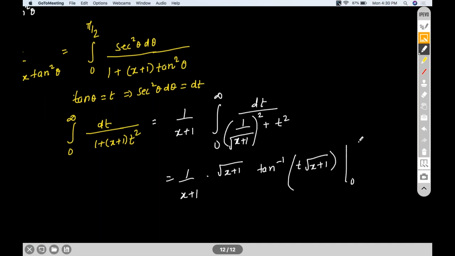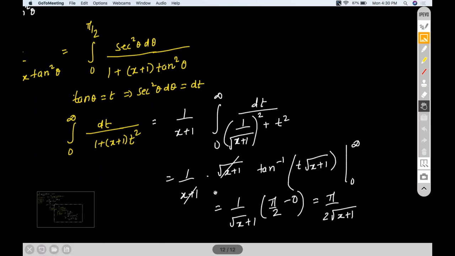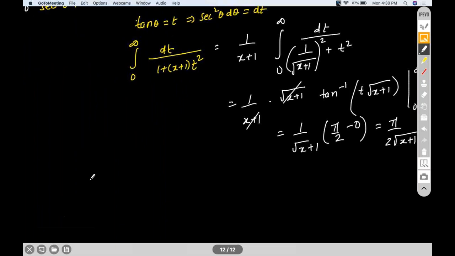Okay, upper and the lower limits, let's put it. Okay, so this and this will get cancelled, so it will be 1 by root (x + 1). When you put an infinity, it becomes π/2. When you put a 0 in place of t, it becomes a 0. So ultimately you get this expression, but remember this is f dash x only. I have to find f of x. This is my f dash x. So f dash x is π/2 under root (x + 1).